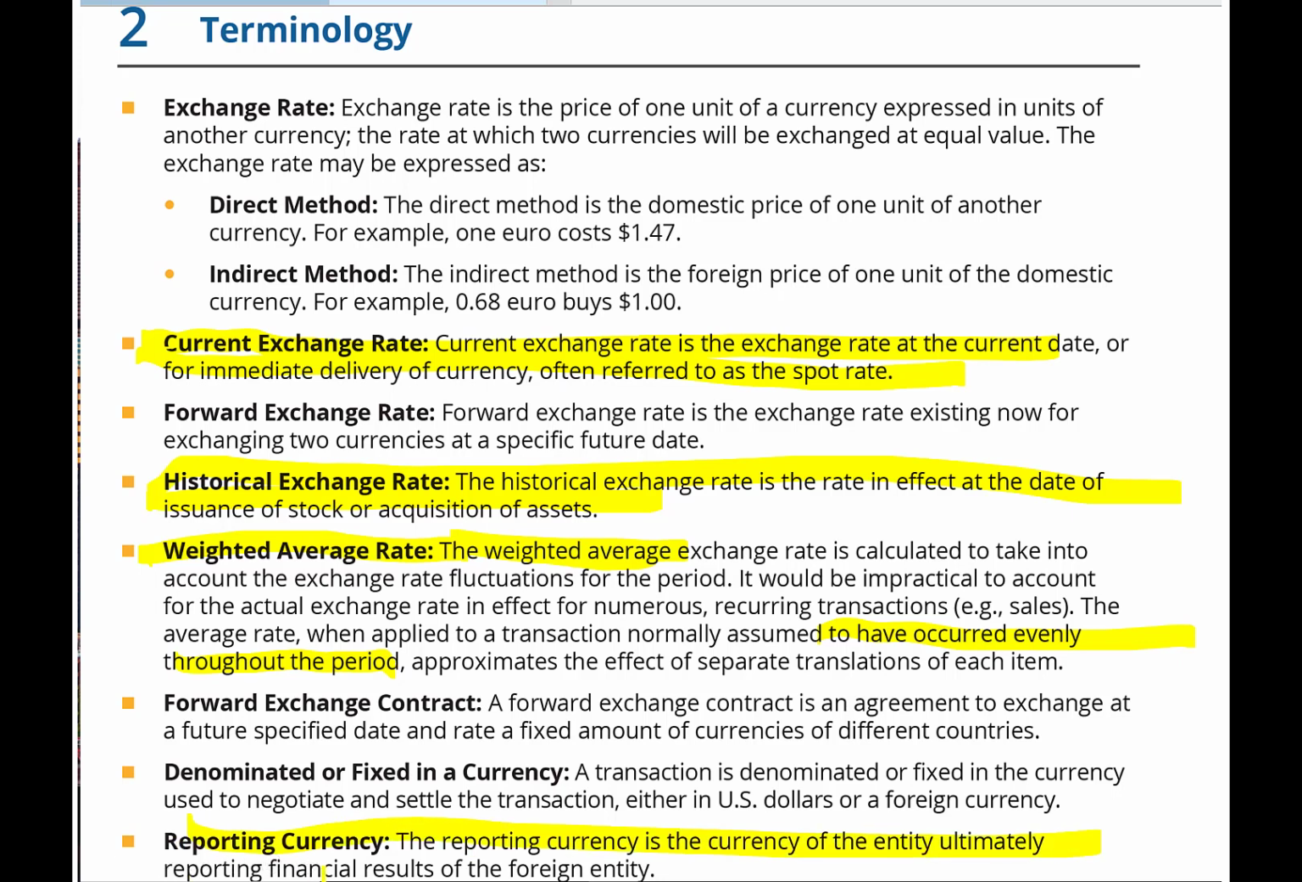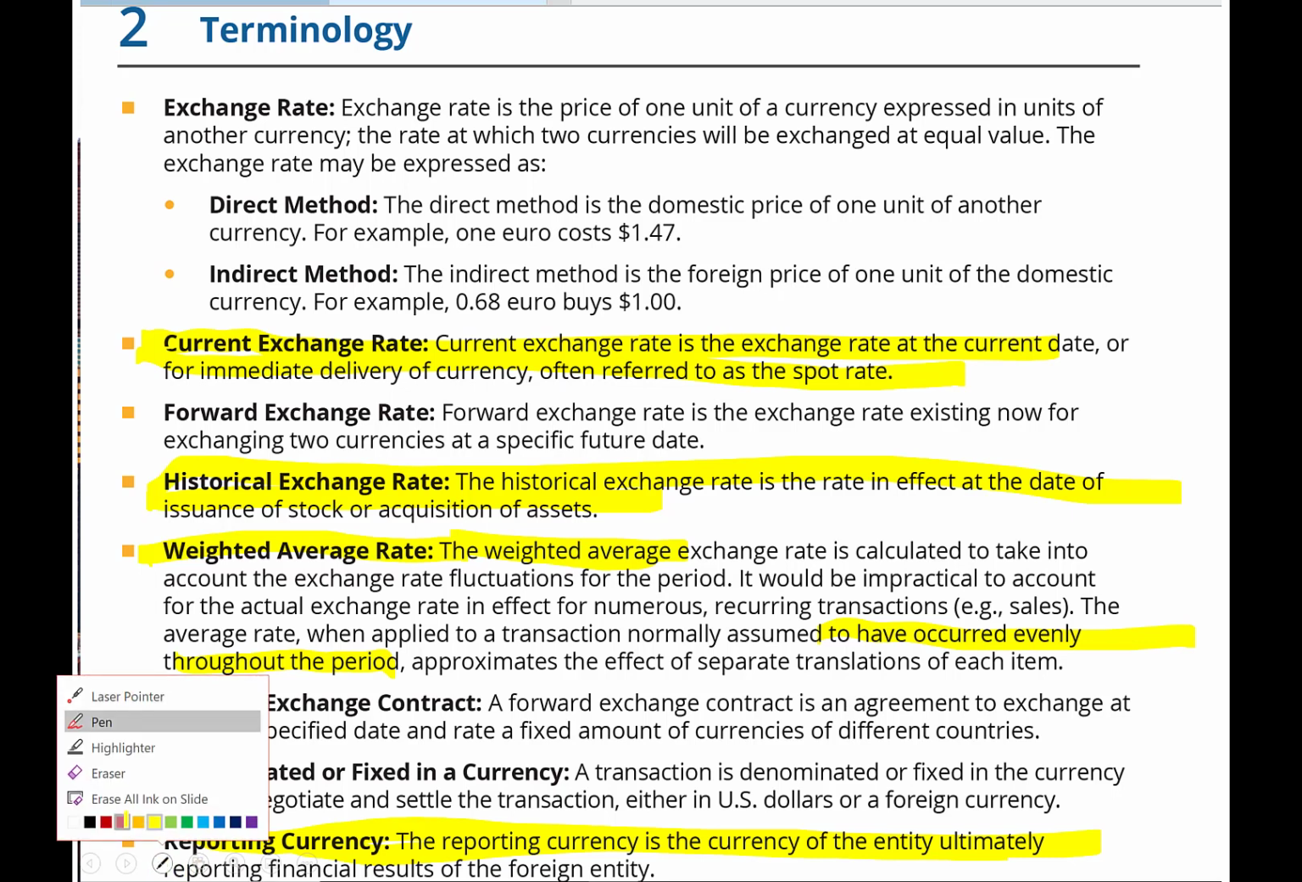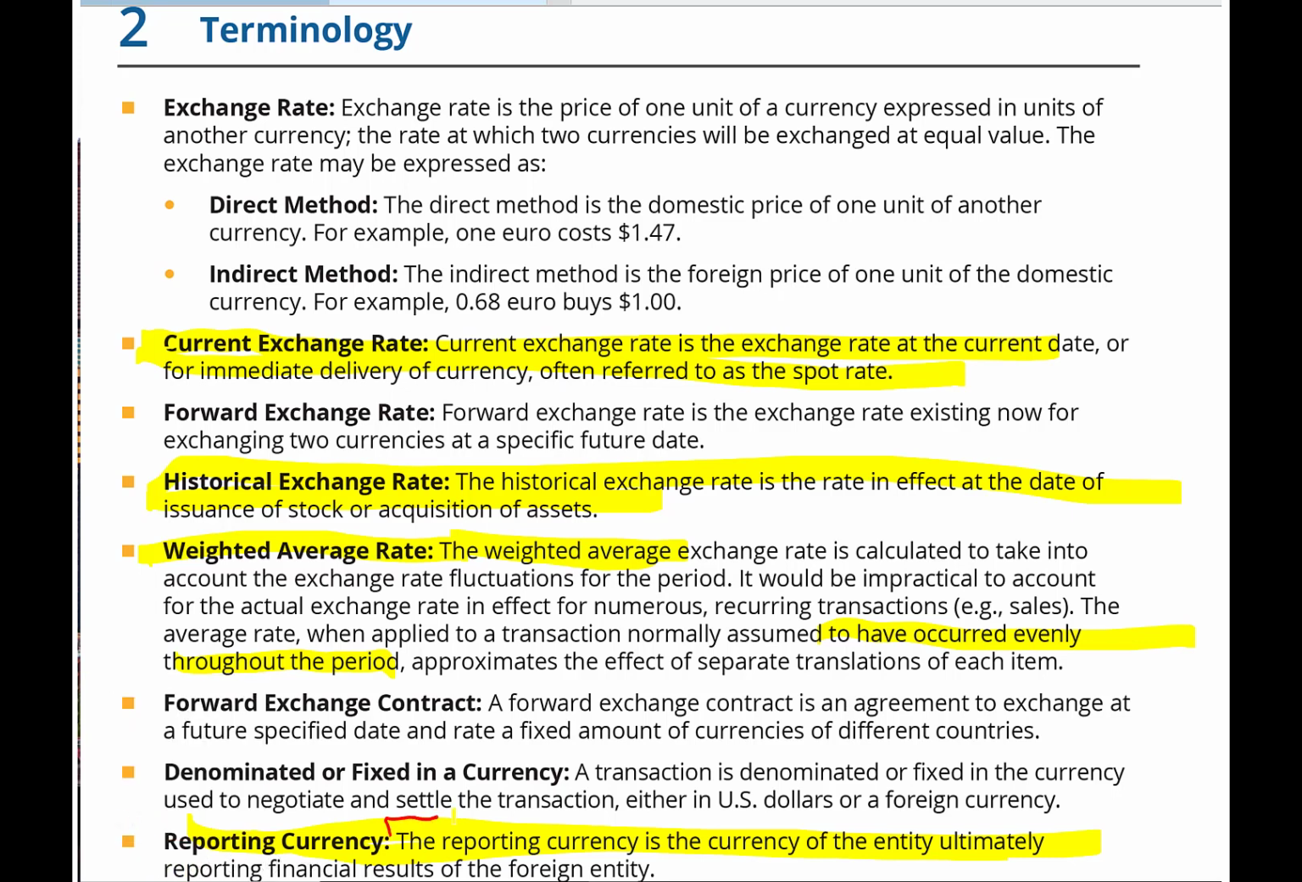Okay, and then we take a look at the reporting currency, and the reporting currency for our purposes will always be the US dollar. Okay, always US dollar for our purposes. The reporting currency is the currency of the parent, and we will always assume a US parent. Therefore, we will always assume that the US dollar is always the reporting currency.